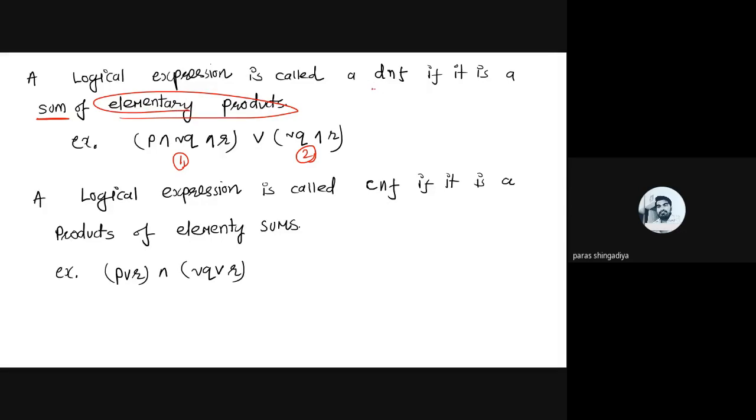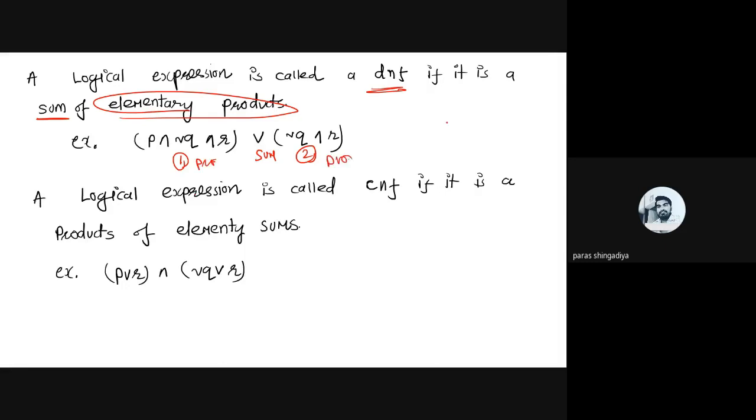Again I repeat: what is the meaning of DNF? We consider the logical expression as a sum of elementary products. This phrase, sum of elementary products, is important for us. It means first we identify the elementary products, which include the product of the variables, and then you have to combine them by using the OR operator. So this is called a sum of elementary products.